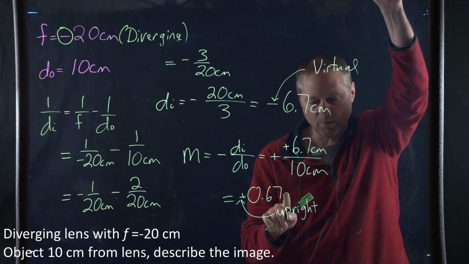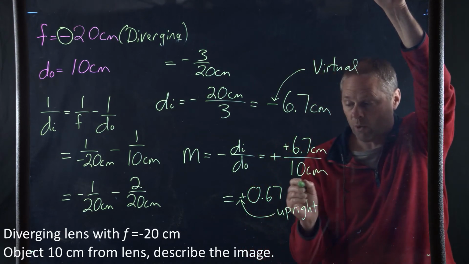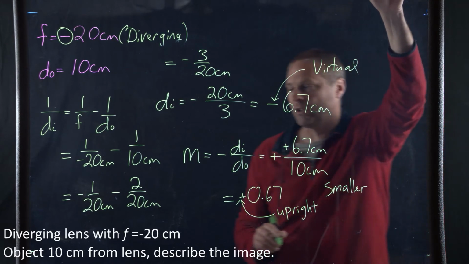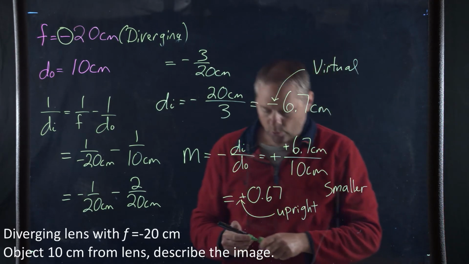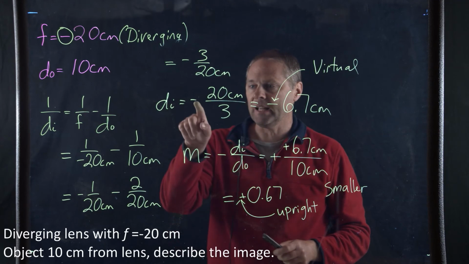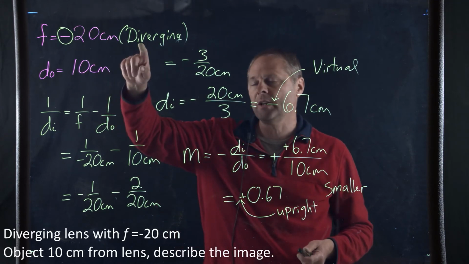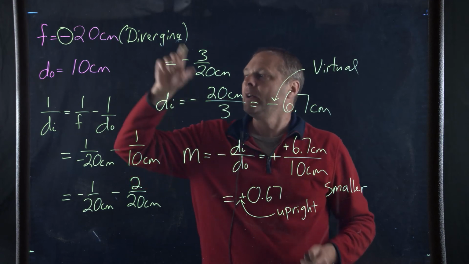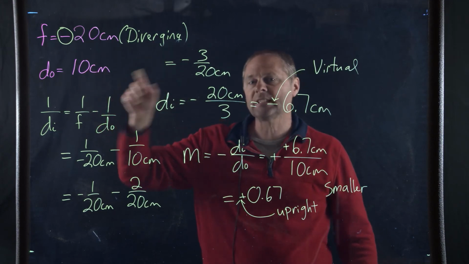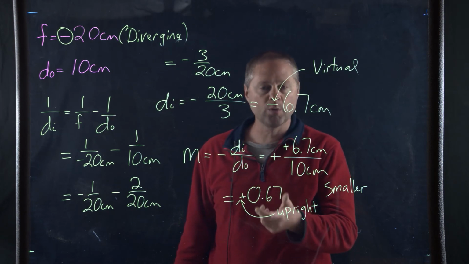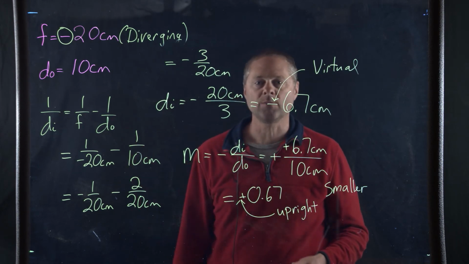Now, since this is smaller than 1, we know that the image is going to be smaller than the object. So what we've discovered is that the image is going to be negative. It's always going to be negative when we're dealing with a diverging lens. Now, because the object is inside the focal point, we know that it's going to be upright and it will be smaller than the actual object.